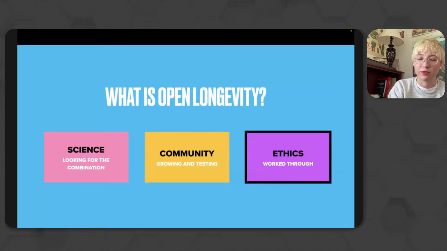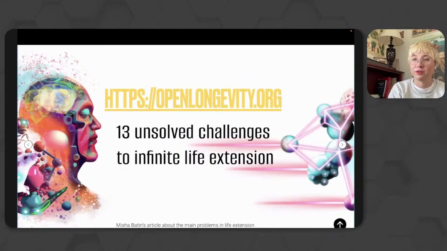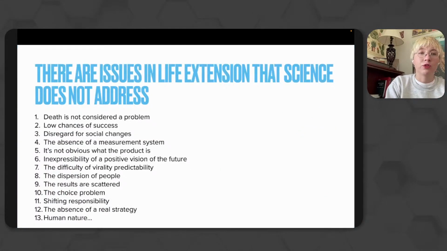So next, ethics. Why are we so much focused on ethics as well? Well, it's important when we stand for it and what we stand on. As an example, you can find this article by Misha Batin, my co-founder in Open Longevity. This is his long read about 13 unsolved challenges to influence life extension. These are not scientific problems, but we are facing them in the industry anyway. And you can pick up some ethical basics of where we stand from reading this article. You can find it on our website. Here are the examples of problems that he's talking about. Actually, he's planning to write several more.